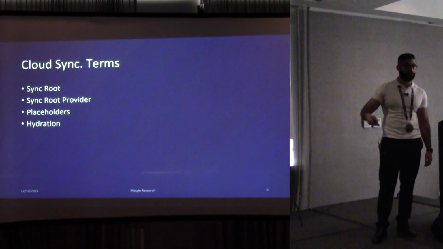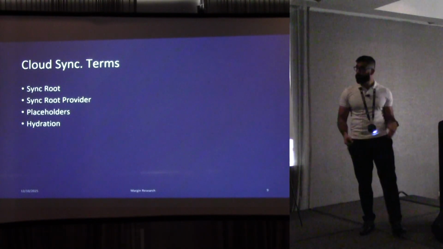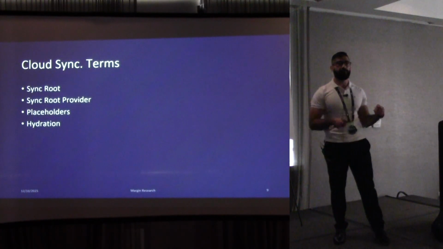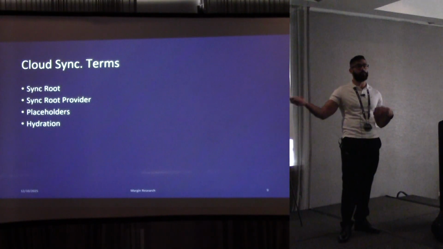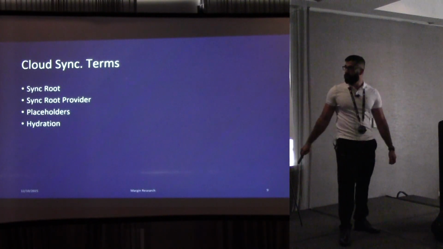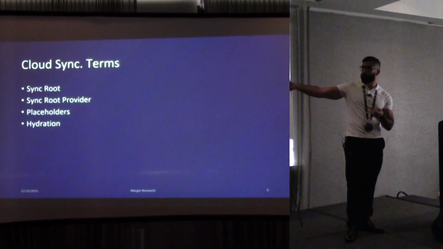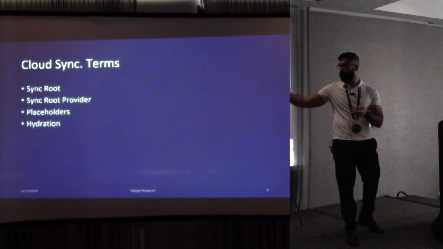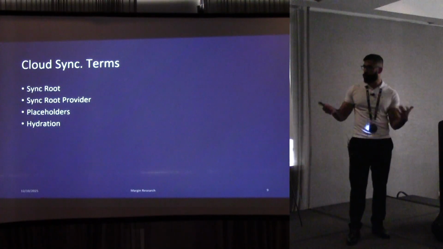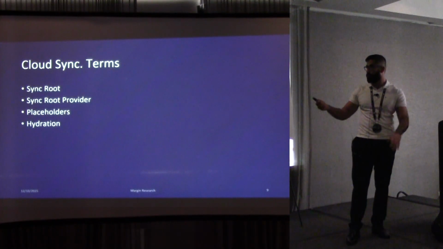You have your sync route provider, that's the OneDrive application. You have placeholder files. These are files that are in the cloud, but they're not on disk. And you have your hydration. Hydration is the process of filling those placeholder files out with their legitimate data. That's hydrating. Dehydration is the opposite of that process.